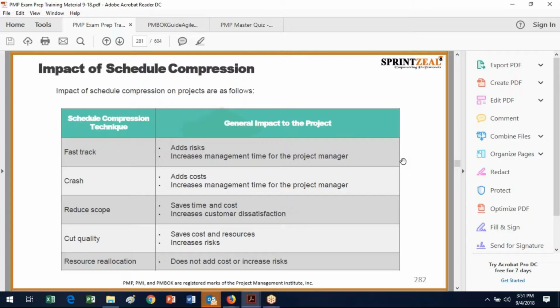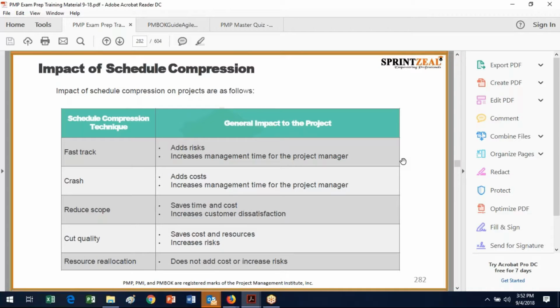Okay, so here are some impacts of schedule compression. If you fast track things, that adds risk, and obviously that increases management time for the project manager, because you've got to figure out what all the risks are and what the mitigations are, and whether or not you really want to do that. Okay, and crashing obviously adds cost and increases management time for the project manager, because as we'll see in communication, the more people you put on a task, the more communication channels you have, so the more complex and necessary it gets.